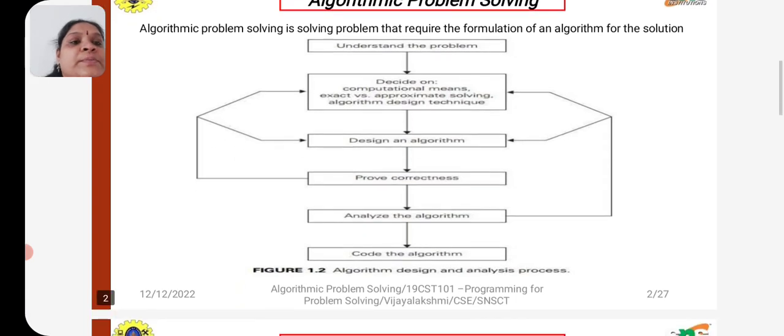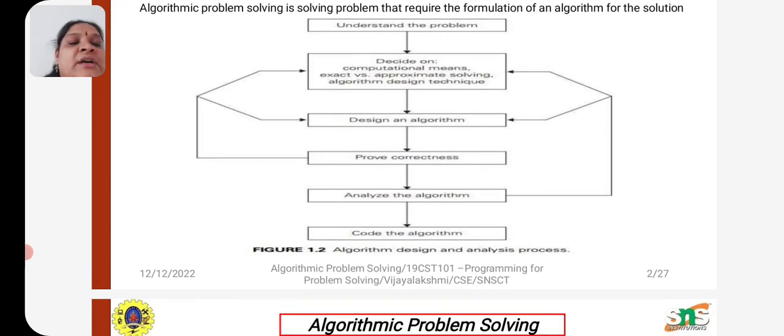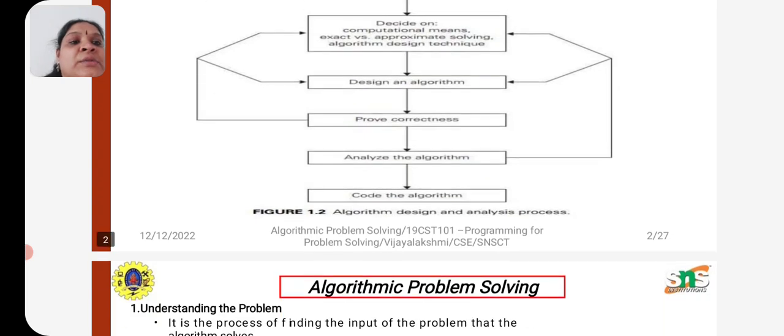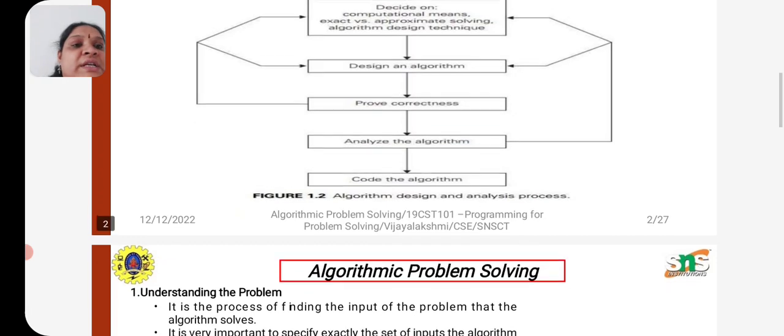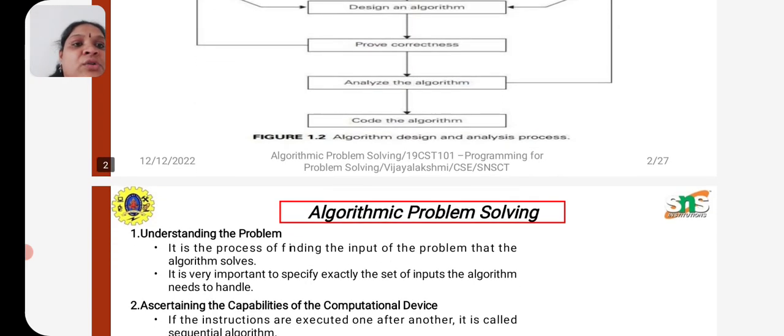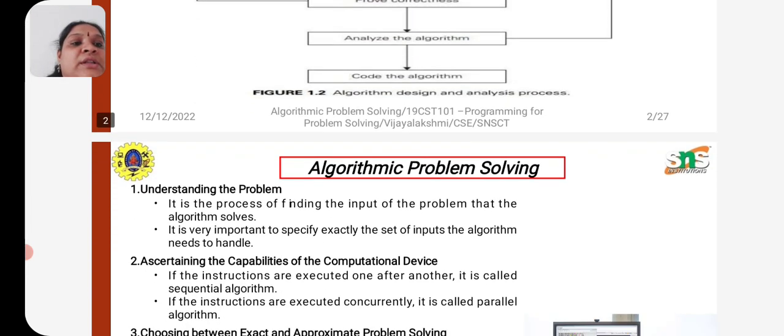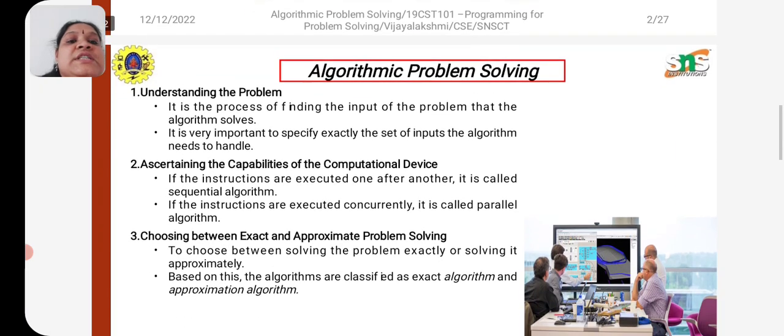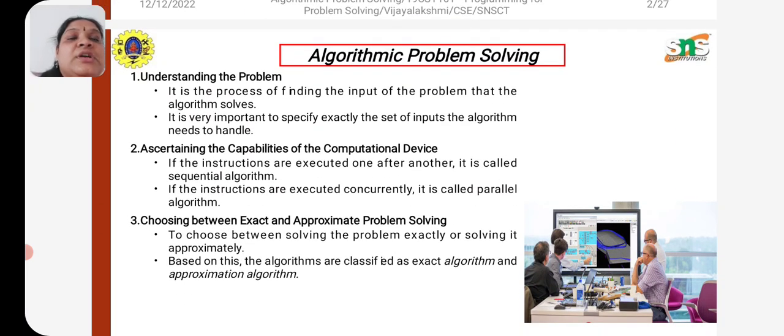we are going to use, and how you are designing an algorithm, how you are proving its correctness, and how you are analyzing the algorithm, and how we are coding the algorithm. The first step is understanding the problem.